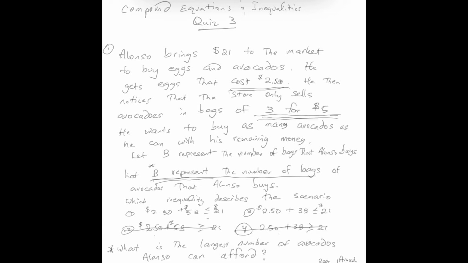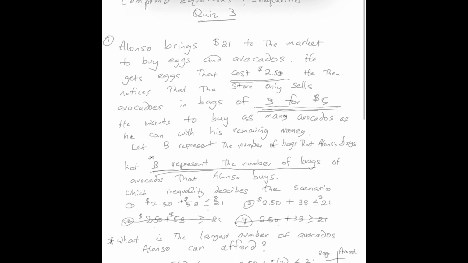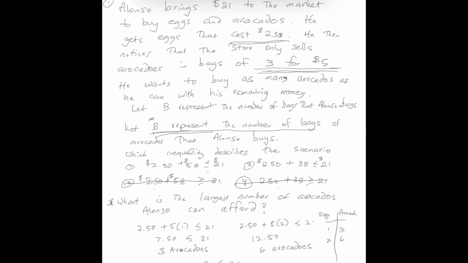Well, I always tell you, when you have a variable, always put in a number just to give it some reality. If you have one bag, this is what he gets: $2.50 plus $5 times 1 is $7.50, and that's less than or equal to 21. So clearly, that choice is there for him. He just buys one bag, and that's okay. He'd only have 3 avocados, though.